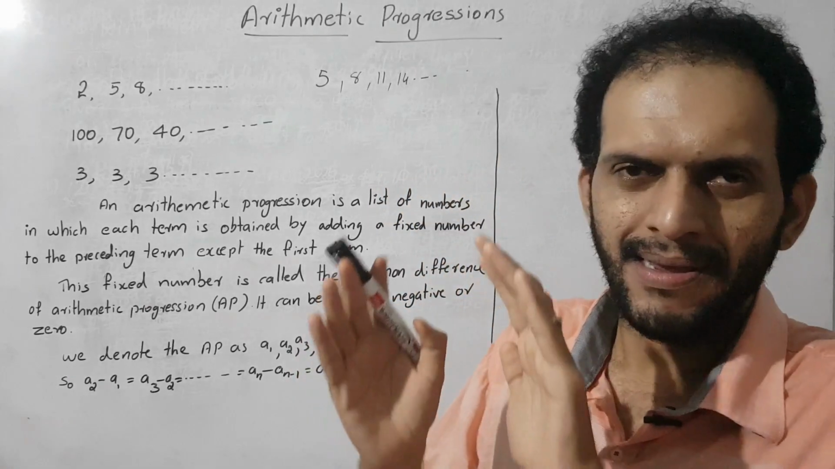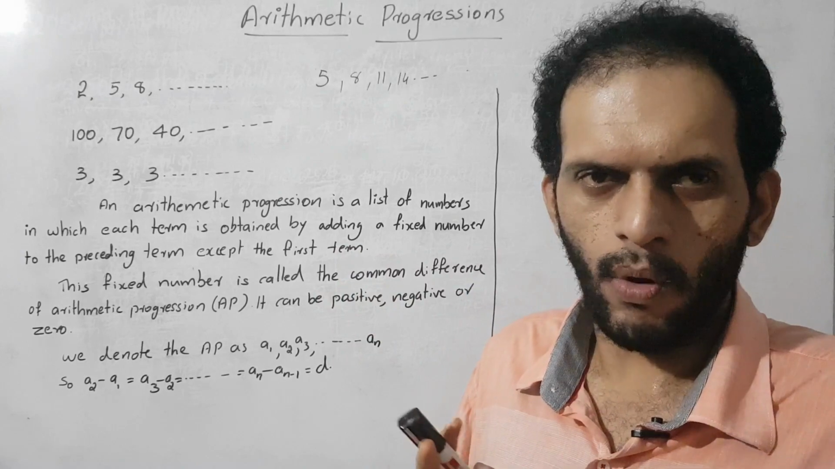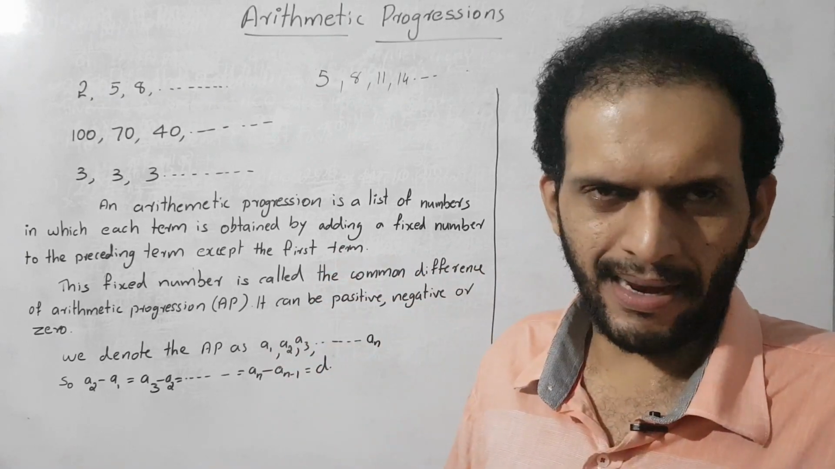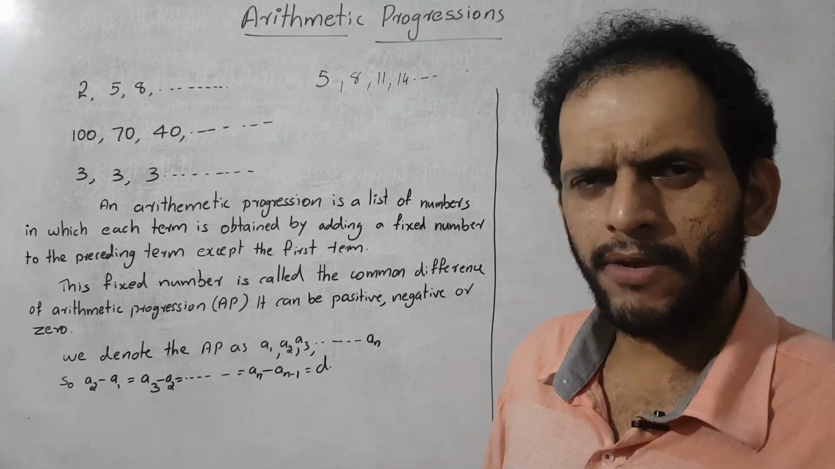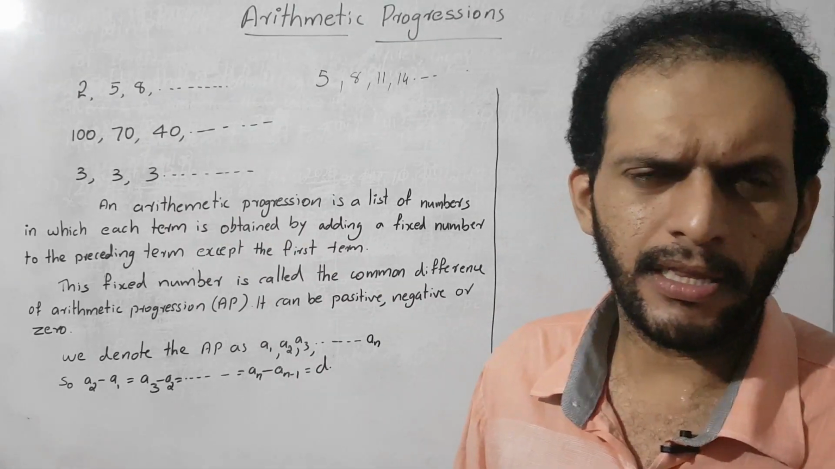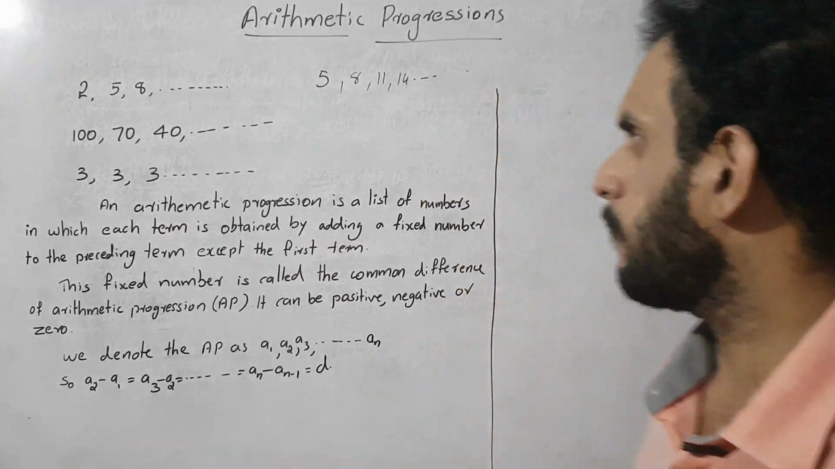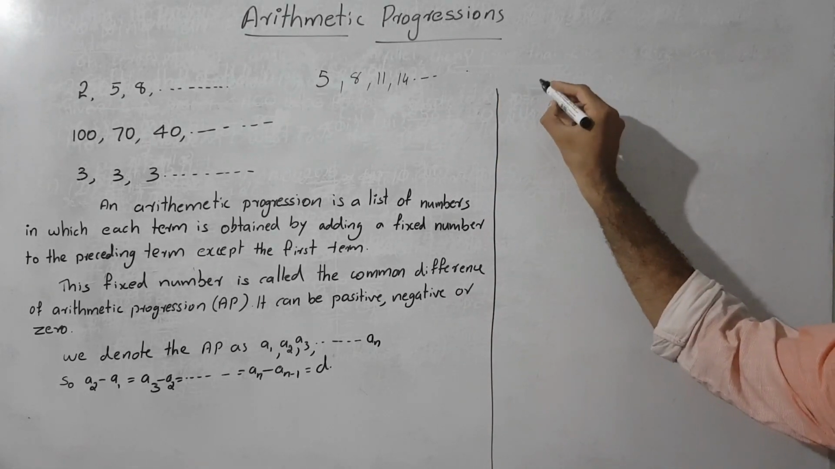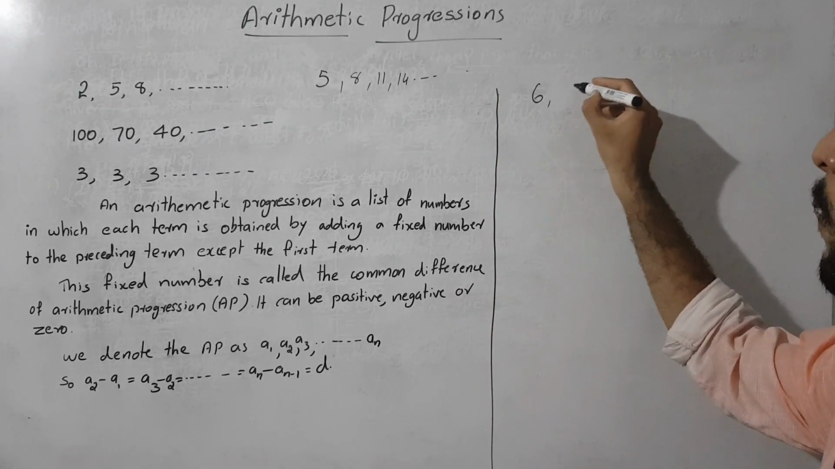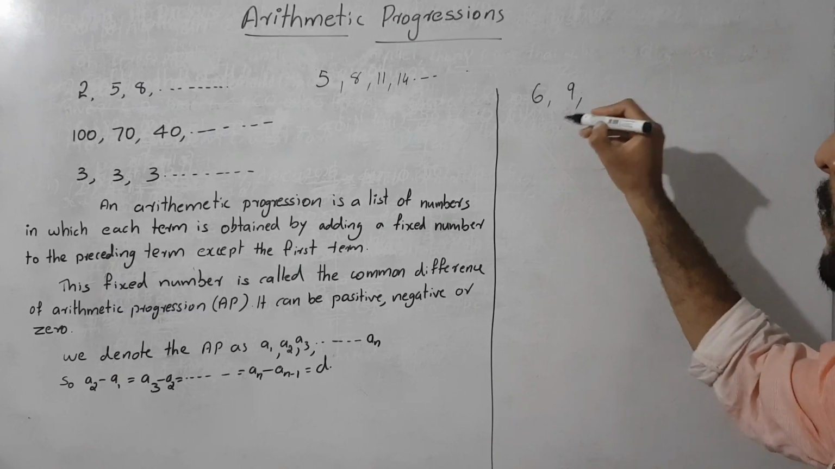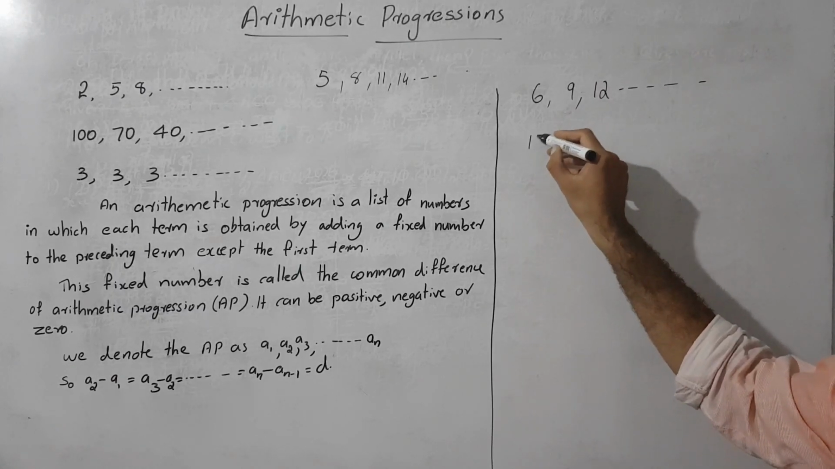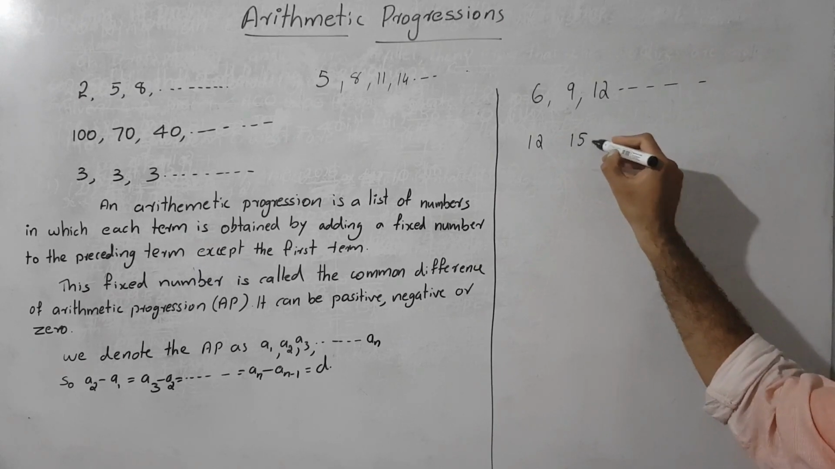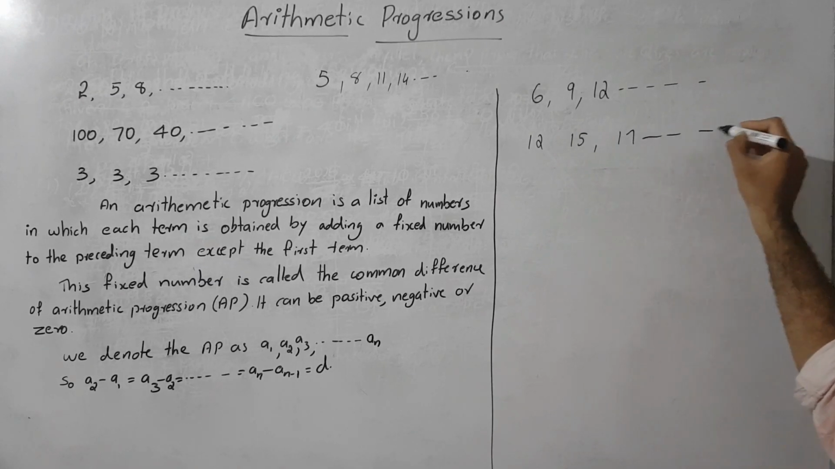Just subtract: second term minus first term, or third term minus second term, like that. Then, identify whether the given sequence is an arithmetic progression. How do we identify it? I write here some examples: 6, 9, 12, etc. and another one: 12, 15, 17, etc.